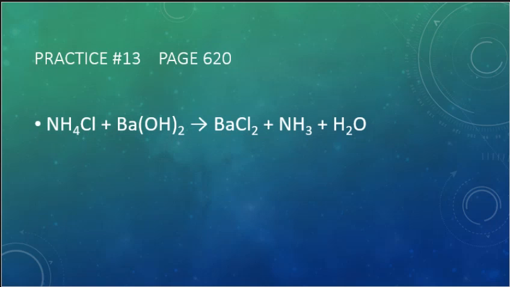All right, number 13. Ammonium chloride plus barium hydroxide will give me barium chloride plus ammonia plus water. Now let's see if it's balanced.